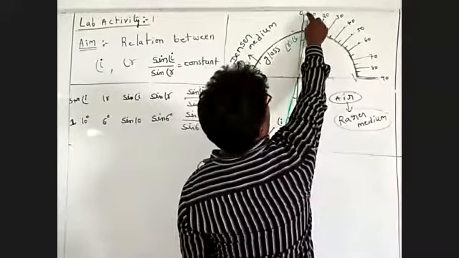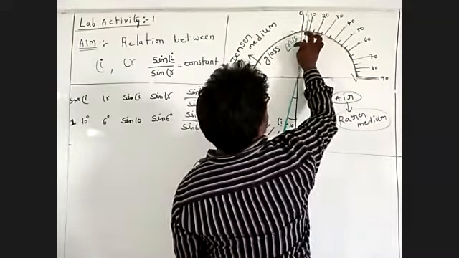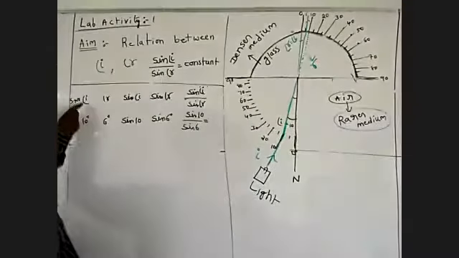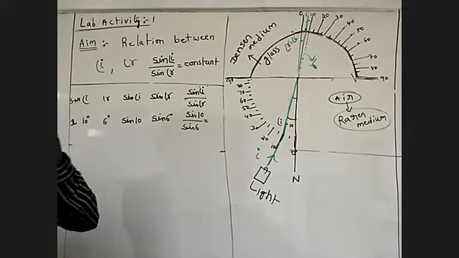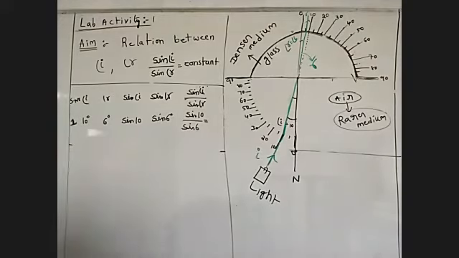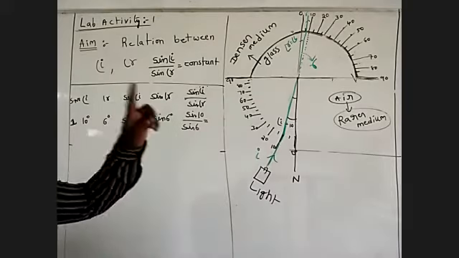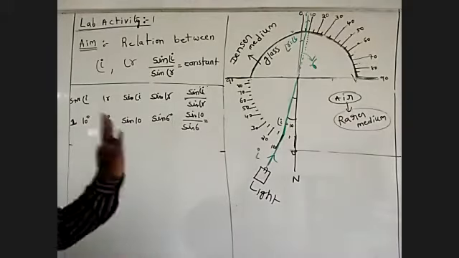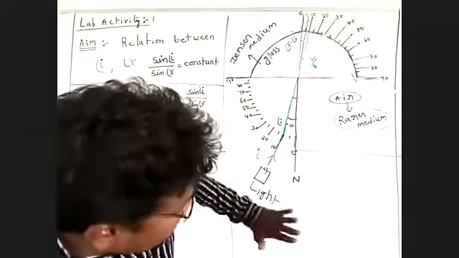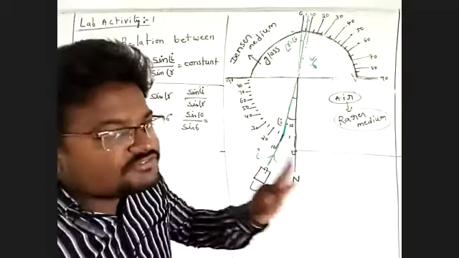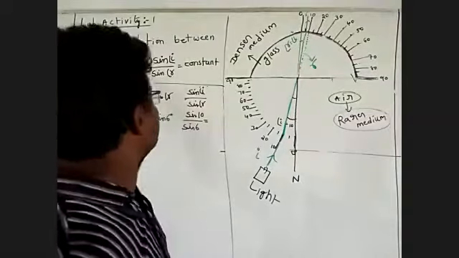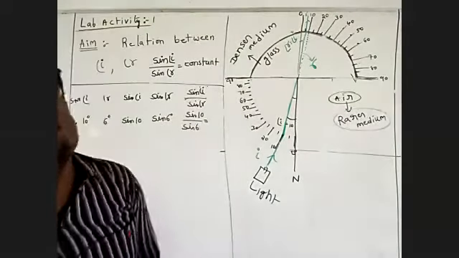What is the angle exactly? Above 6 degrees. Angle of R is equal to 6, but angle of I is equal to 10. Which one is greater? Angle of I is greater than angle of R. So our conclusion is the refracted ray has the lesser angle, and the angle of incidence is more. When light travels from rarer medium to denser medium, the refracted ray bends towards the normal line. That is the relation between angle of I and angle of R.